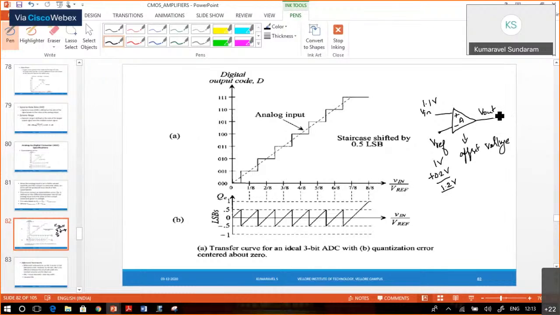Okay, so to overcome that offset voltage only, we are shifting the curve with an offset shifted by 0.5 LSB. That means we can have 0.5 LSB maximum as the offset of the comparator. So by shifting this characteristic, we can draw the quantization error.